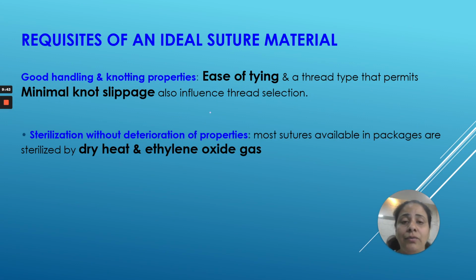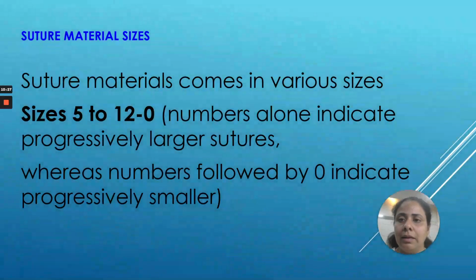Again, as I have told you, it should have ease of tying, plus minimum knot slippage. And it should be sterilizable, meaning we should be able to sterilize the suture material, because we cannot put anything unsterile in the oral cavity or anywhere in the body. In today's world, all the suture material that we get is already pre-sterilized with ethylene oxide gas. So I would strongly suggest you go for the pre-sterile sutures which come in packing, which we will discuss after a few slides. And finally, let's jump onto the suture material sizes.